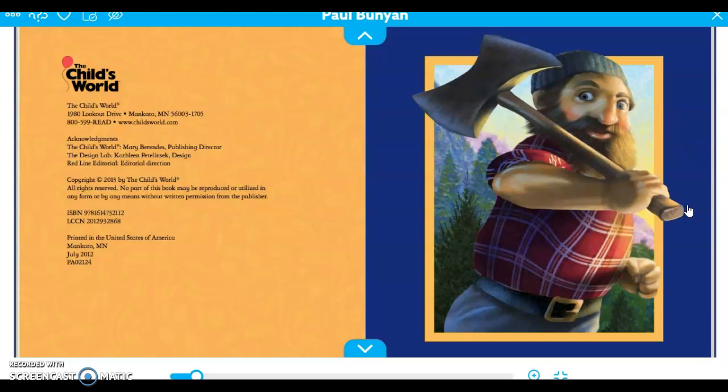Oh, hey, there's a big clue right there. I bet you can guess what tool Paul Bunyan uses.